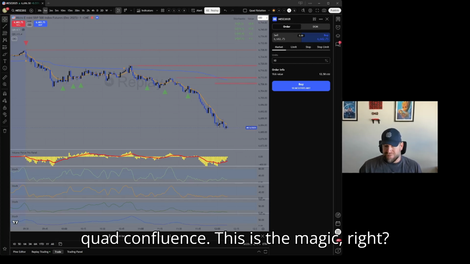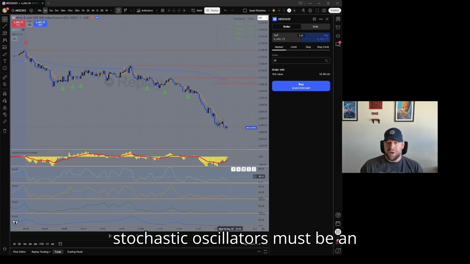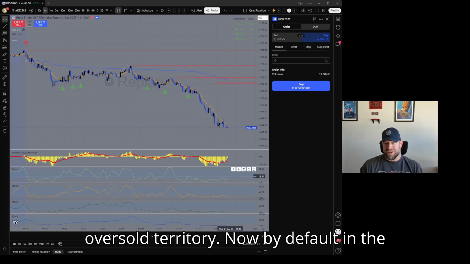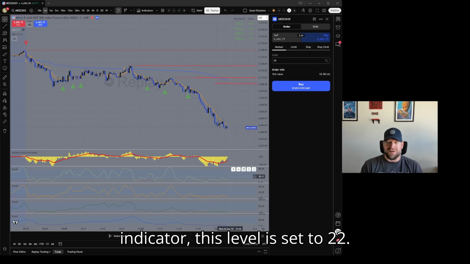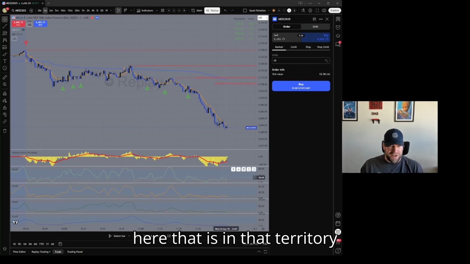The quad confluence, this is the magic, right? This is at time of setup, all 4 stochastic oscillators must be in oversold territory. Now, by default in the indicator, this level is set to 22. And you can see I actually have one up here that is in that territory.